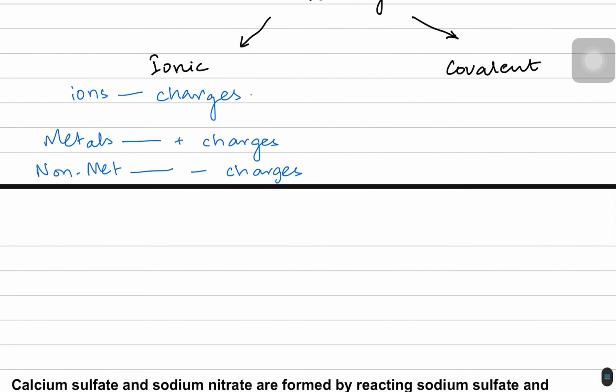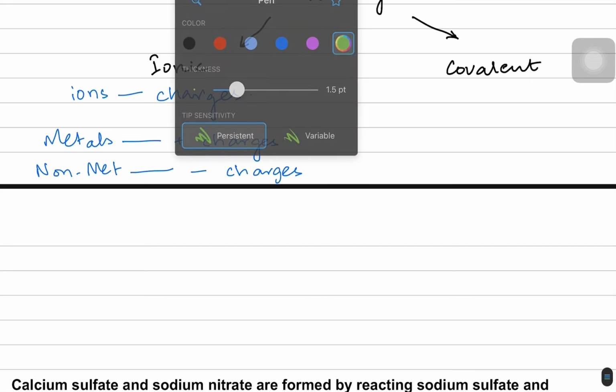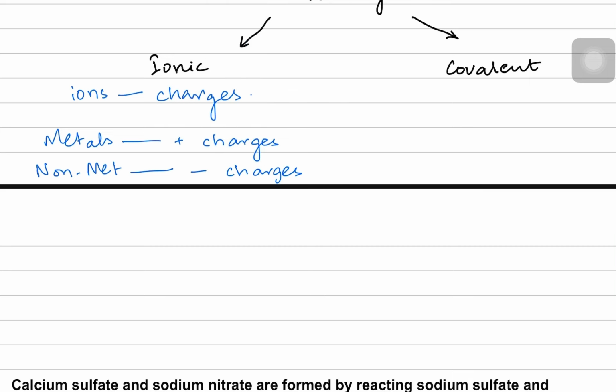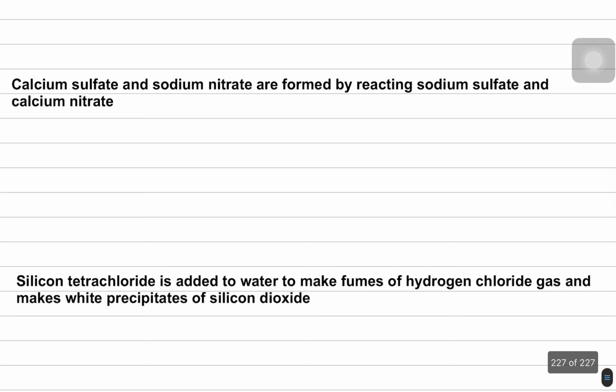In covalent compounds, there are no charges. So use the words mono, di, tri, tetra, penta to communicate 1, 2, 3, 4, 5 elements. Let's have an example. Calcium sulfate and sodium nitrate are formed by reacting sodium sulfate and calcium nitrate.